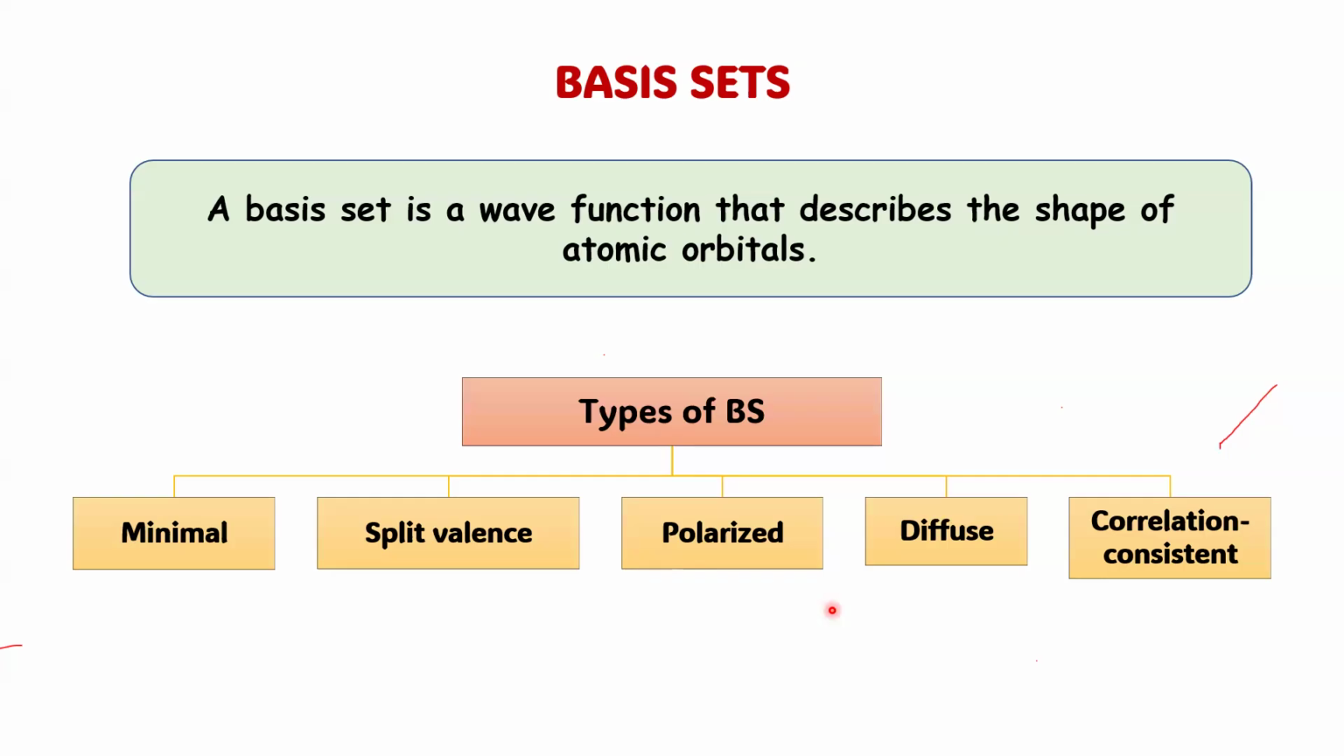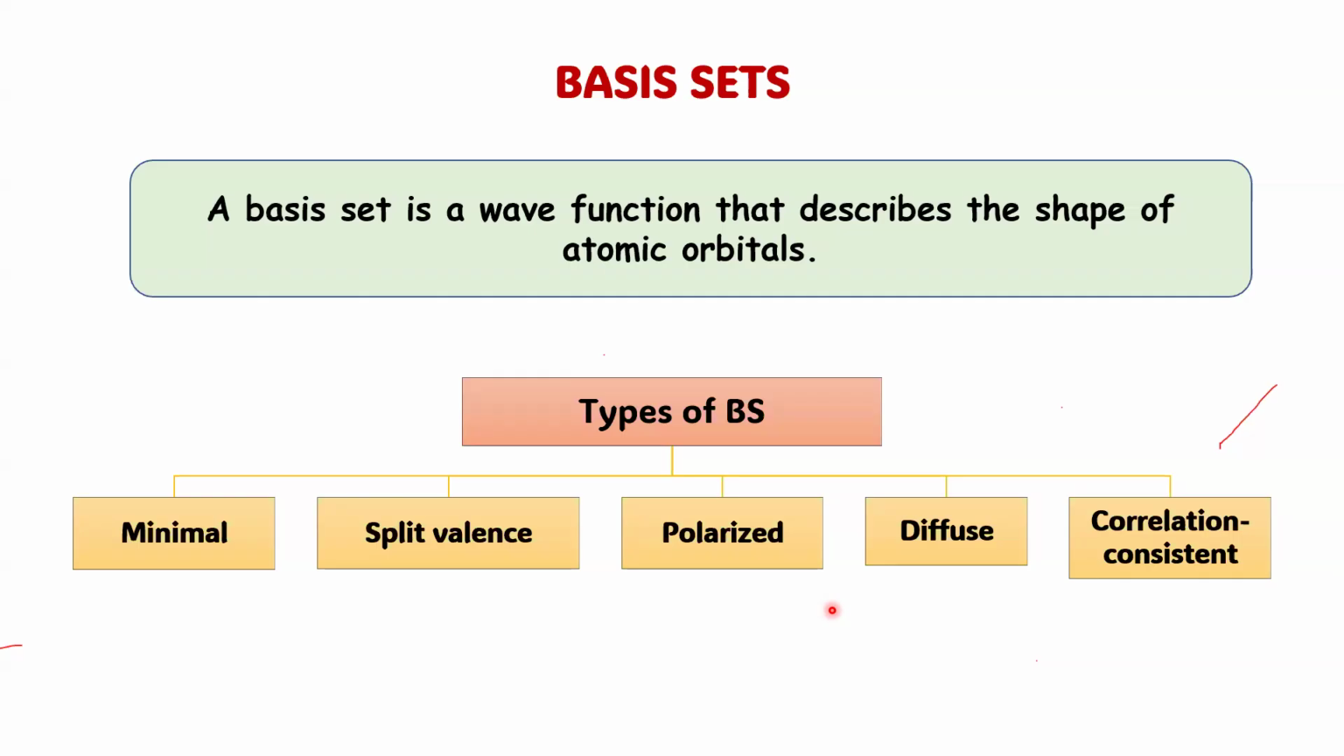The next one is the correlation consistent basis set. These kinds of basis sets are highly useful when you perform post-Hartree-Fock calculations. By using the correlation consistent basis set, you can improve the overall accuracy of your calculation. So these are the five main important types of basis sets.